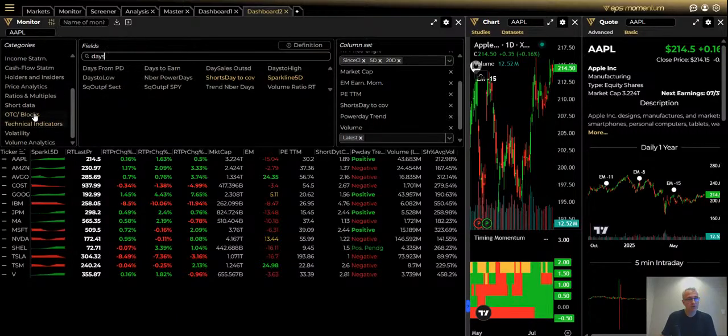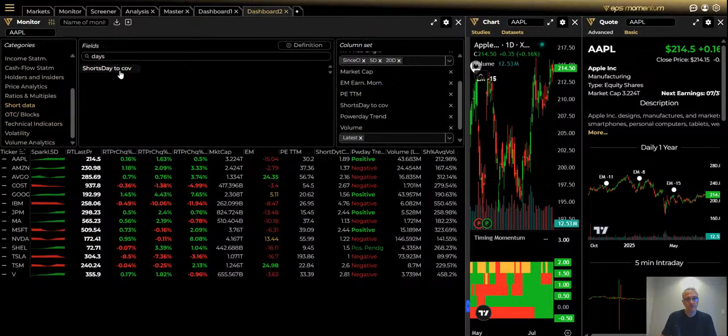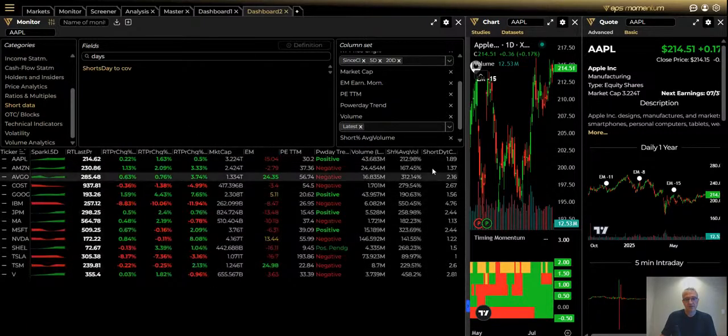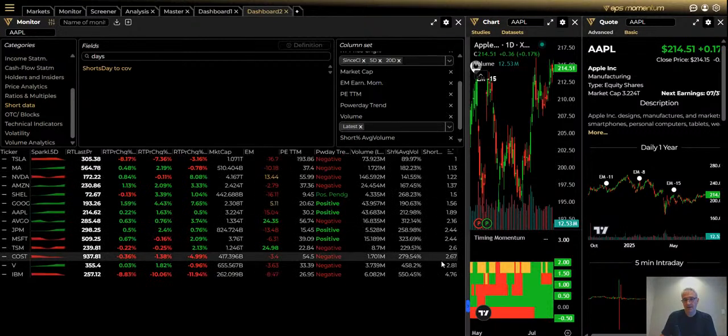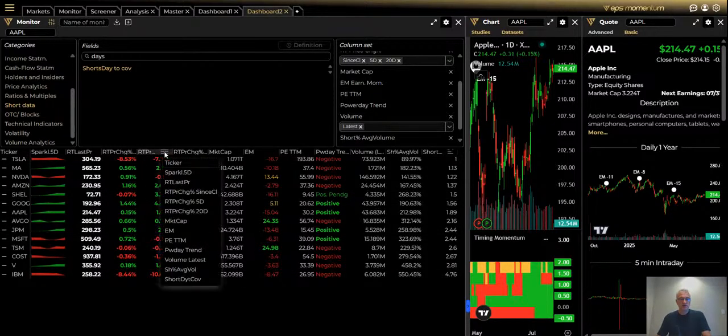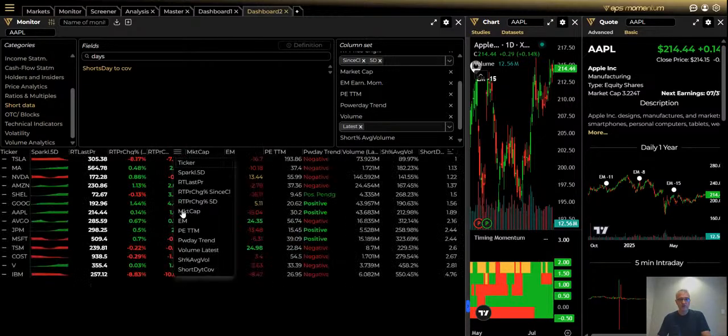It should be somewhere along short data, days to cover. It's already there. Sorry about that. It's already in the middle here. Well, now I'll just put it here. And then you can sort by days to cover, and 4.76 days for IBM. So there's quite a sizable chunk of shorts there, which is interesting. If you want to delete a column, you just click here and then delete anything you want. Click on any column and delete the P ratio, for example.